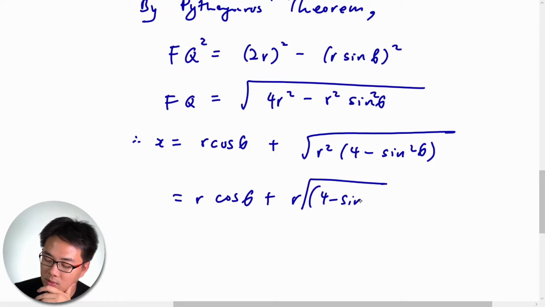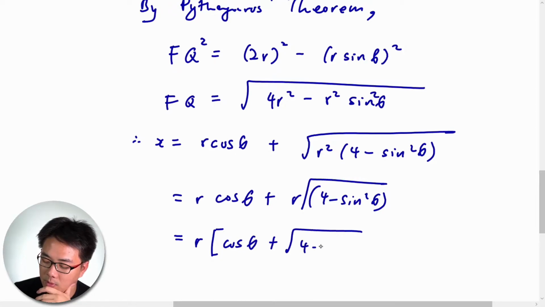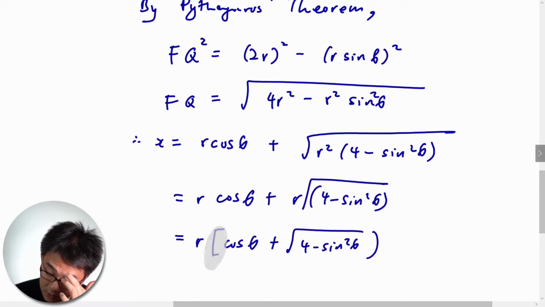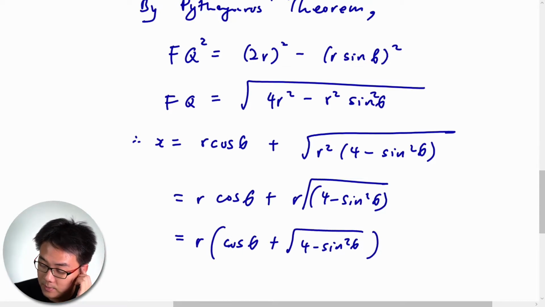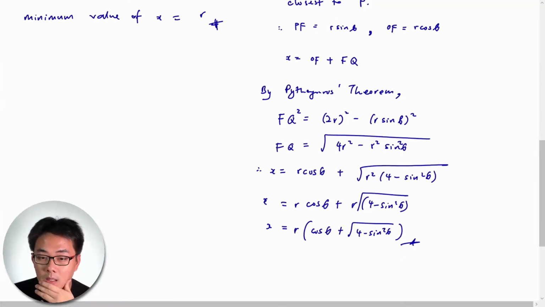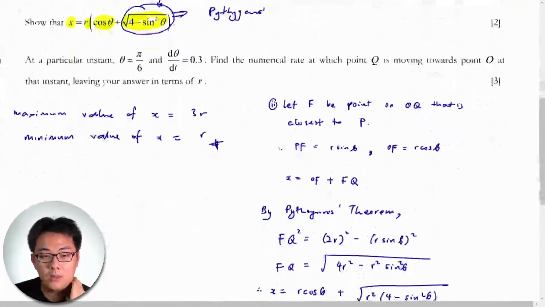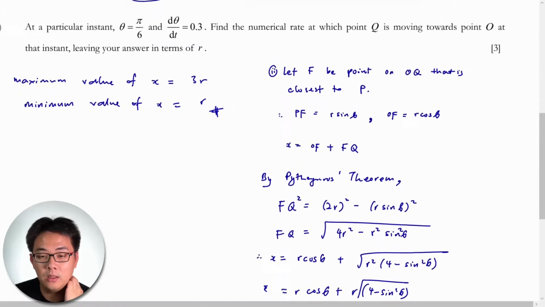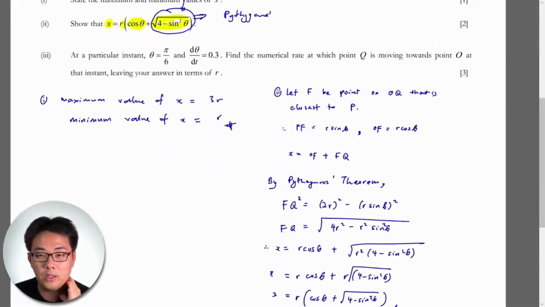4 minus sine square theta, and this would be r cosine theta plus 4 minus sine square theta. There you go. So this is not too bad. I think this part here is okay. So, shown. What else do we need? That's about it. 4x cosine theta plus 4 minus, yeah, great. So this is 2 marks.